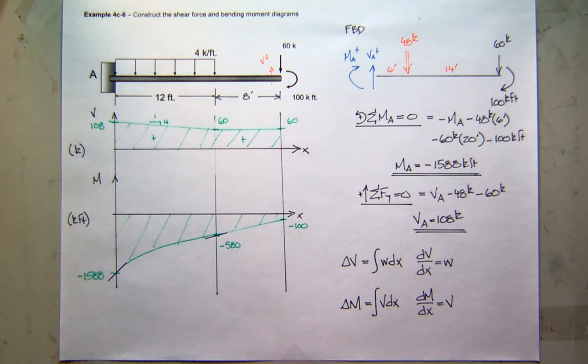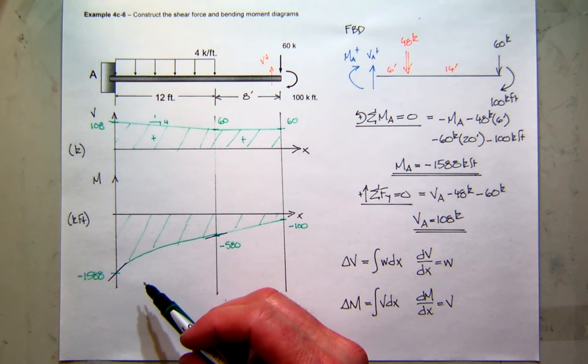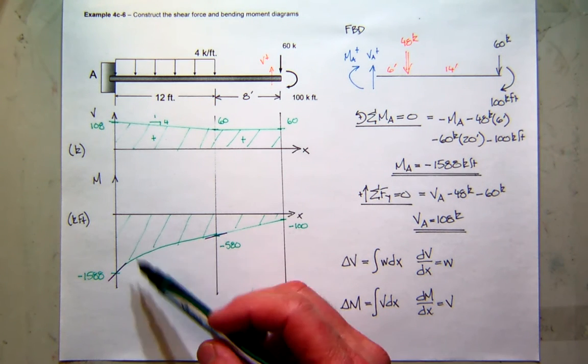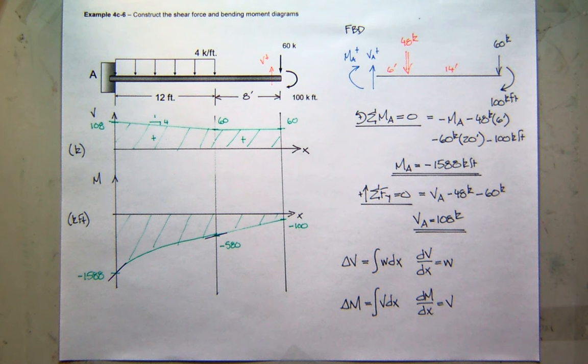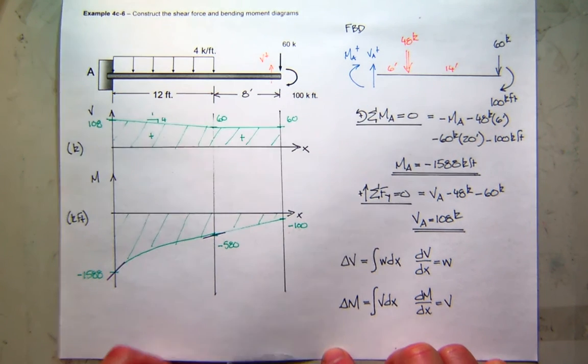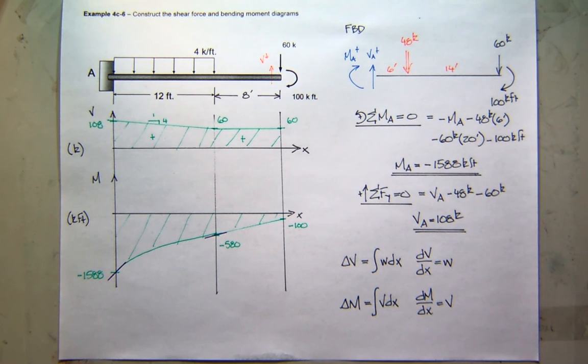Where's the maximum moment? As you might expect at the connection, has a value of 1588. Any questions about that one? I think that's test worthy. Not that this would be on the exam, but it's something like this I think is reasonable. Questions? All right, I'll stop it and we'll do some more.